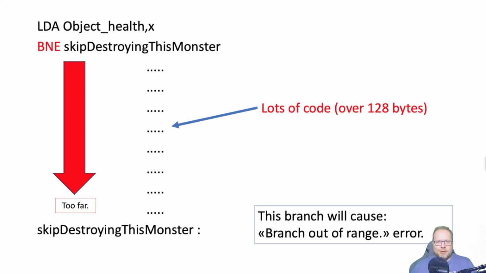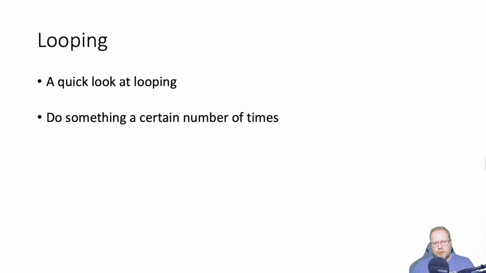Let's talk about something else now. Looping. If you've programmed in other languages, you know what we're talking about here. Do, while, for, next, and so on. We're going to take a quick look at looping. We're not going to go into detail here. But the definition of looping is doing something a certain number of times. So doing a certain part of the code a certain number of times.